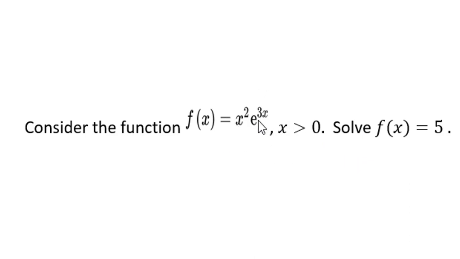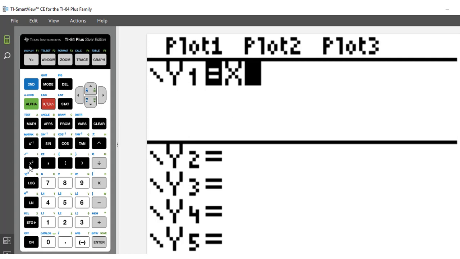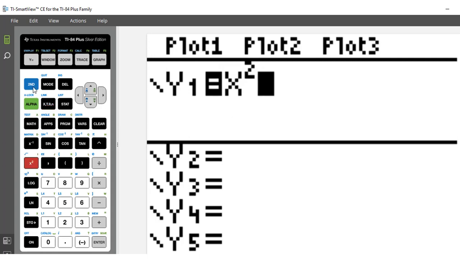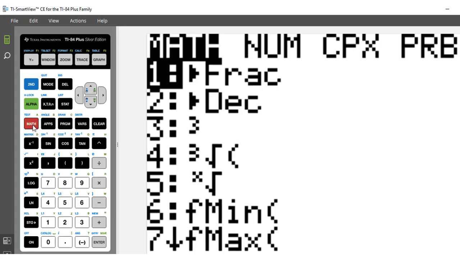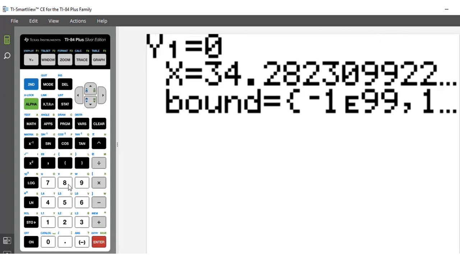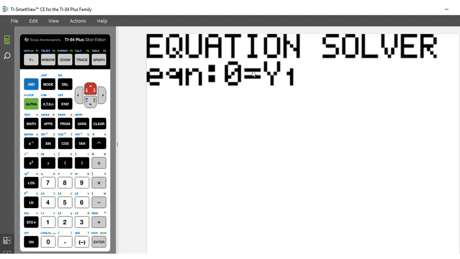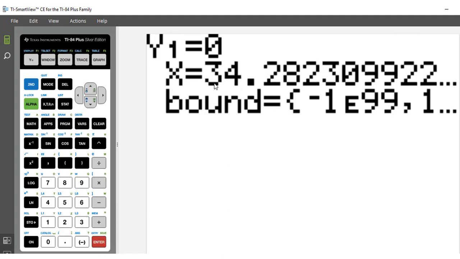Since we have e to the 3x power, I still want to use y equals. We got the x squared times second divide, that's e to the 3x power. And then you have minus 5. So go to math. We still want to get the y1 equal to 0. So this one you don't have to change, then enter.